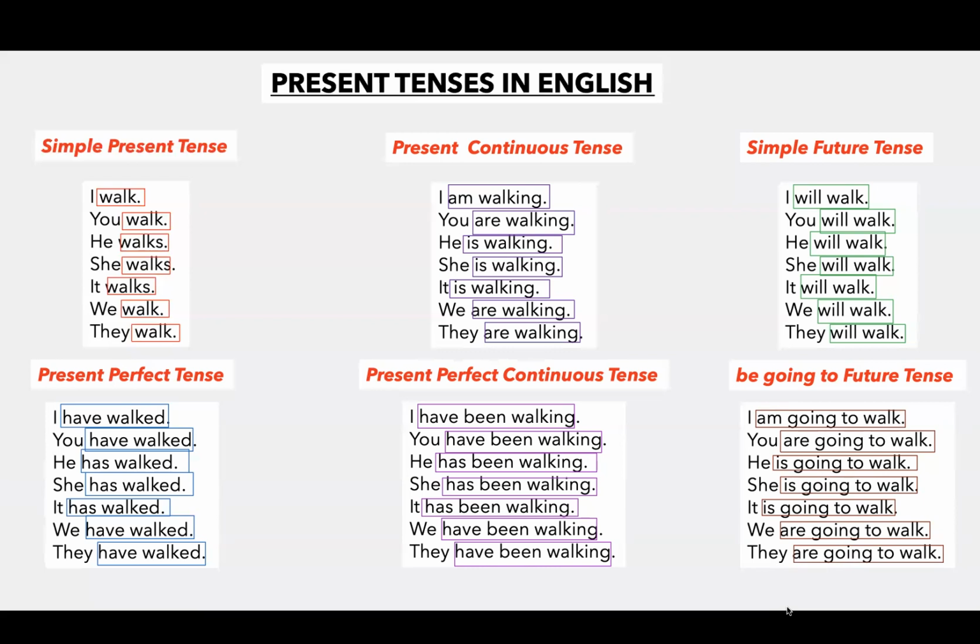So if someone says to you, oh, you need to use only present tenses in this essay, or you need to use only present tenses in this paragraph, it says tenses. So present tenses here refer to all these verb tenses here: simple present, present perfect, present continuous, present perfect continuous, simple future, and be going to future tense.